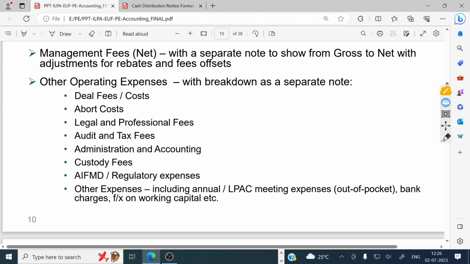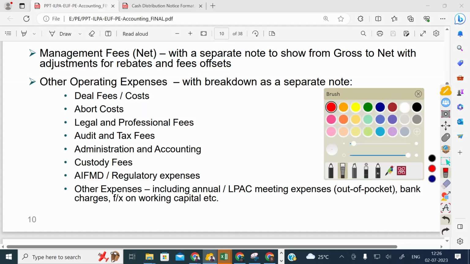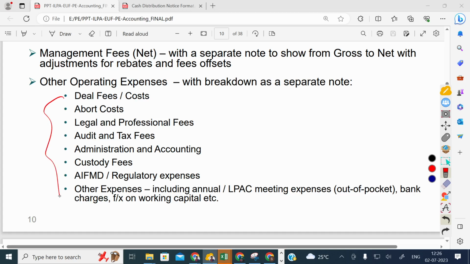AIFMD, Alternative Investment Fund Manager Directive, regulatory expenses. Full form of AIFMD, Alternative Investment Fund Manager Directive. This should be for European Union. Other expenses including annual LPA meeting expenses, out-of-pocket expenses, bank charges, FX, working capital, etc. All are the other operating expenses. Operating, it means you require all our expenses to operate the fund. Admin, accounting, all.